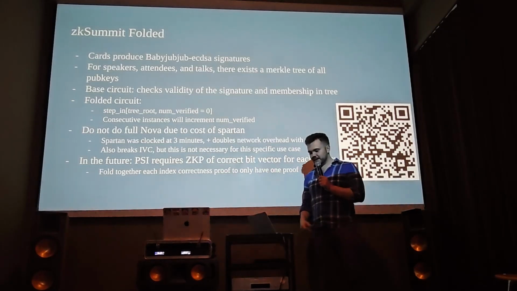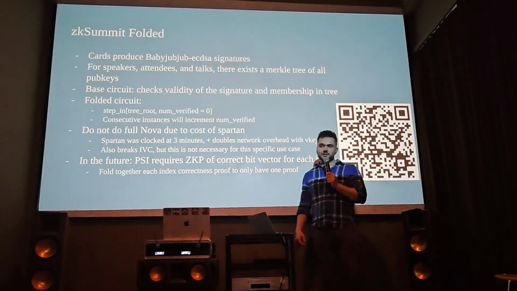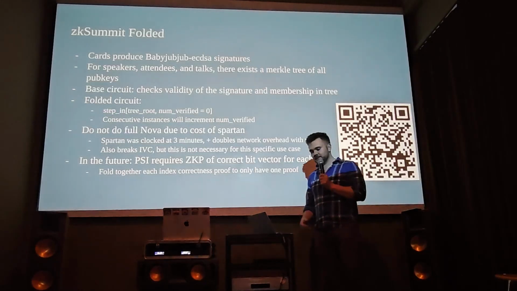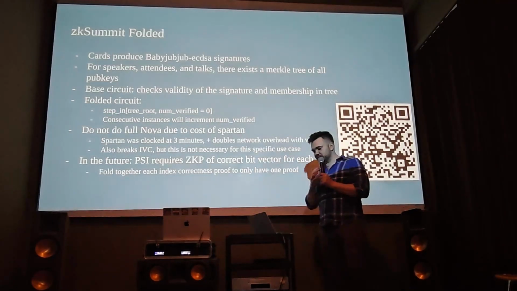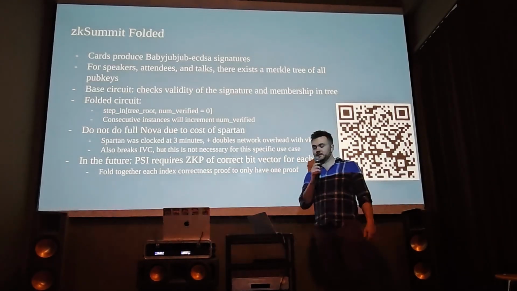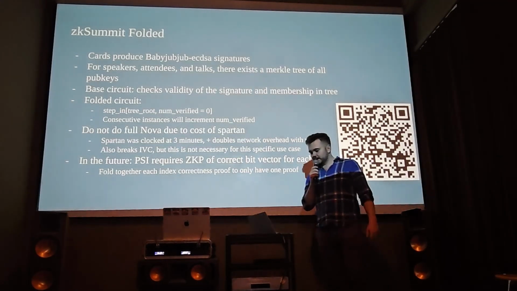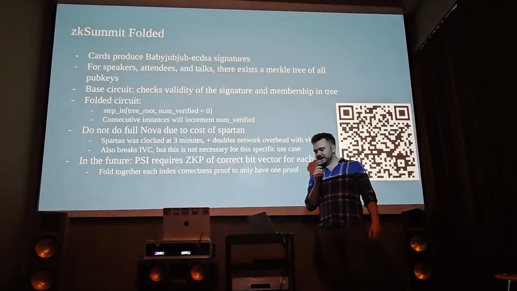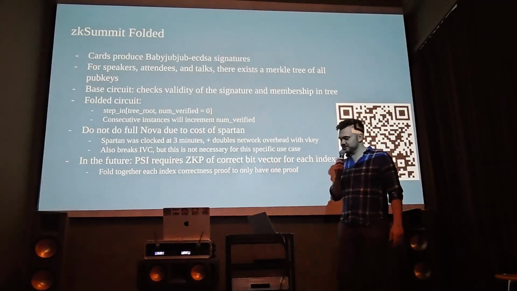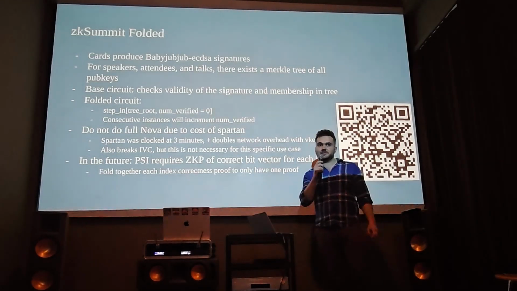And if you know anything about Nova, you're probably wondering why we have num verified. When you're verifying the proof, you have to pass the number of instances folded. And the reason we do that is actually a consequence of the decision to not do full Nova. We clocked Spartan at around 3 minutes to generate a proof, which maybe we were doing something wrong, but even if it was a minute, that's tough to swallow.